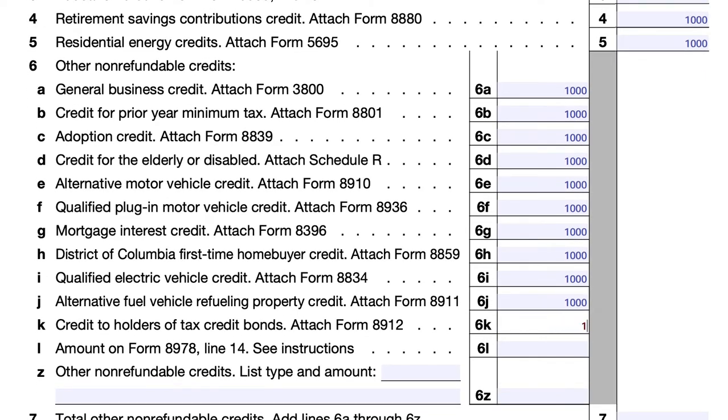In line 6K, this is for holders of tax credit bonds. So if you file IRS Form 8912, then you can report that number here. Otherwise, just skip down to the next line.